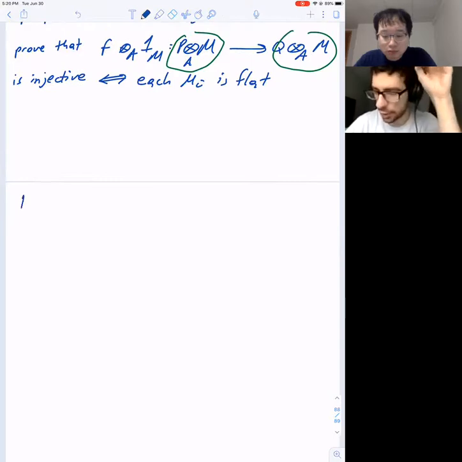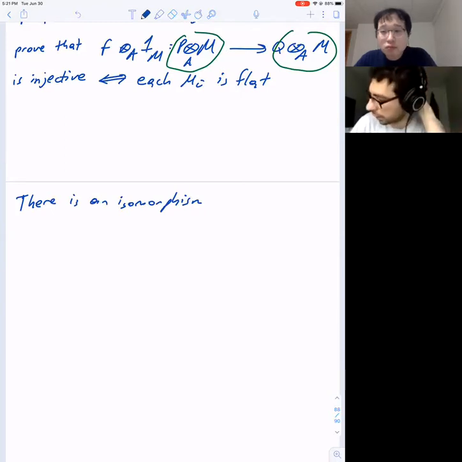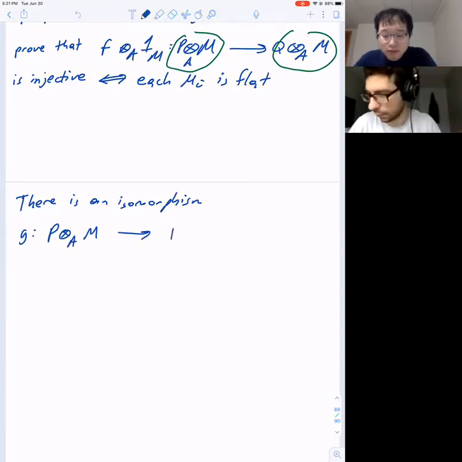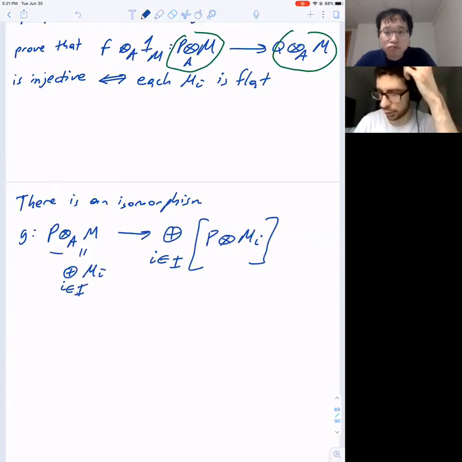So remember, there is an isomorphism. This is part of textbook chapter 2. We went over it too. But as a reminder, there is an isomorphism like this. Remember, M is the direct product of all these Mi. So there is an isomorphism from this tensor product to this direct sum.